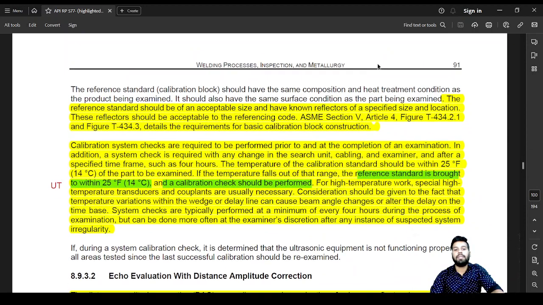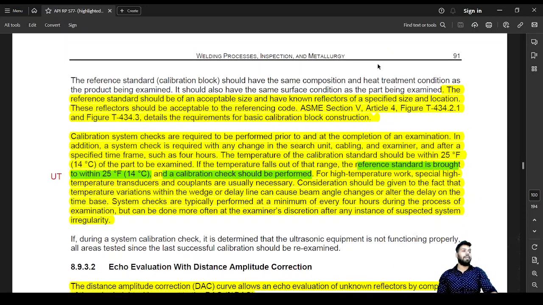The reference standard. Again, the next problem is that ultrasonic testing will not show you the size of the discontinuity. Sometimes a reference block is needed to identify the size of the discontinuity. Sometimes a reference block with artificial discontinuity is needed to prove that you are actually capable of identifying the discontinuity you need to find. The reference standard should be of acceptable size and shall have known reflectors. Reflectors are basically artificial discontinuities of specified size and location. These reflectors should be acceptable to the referencing code.